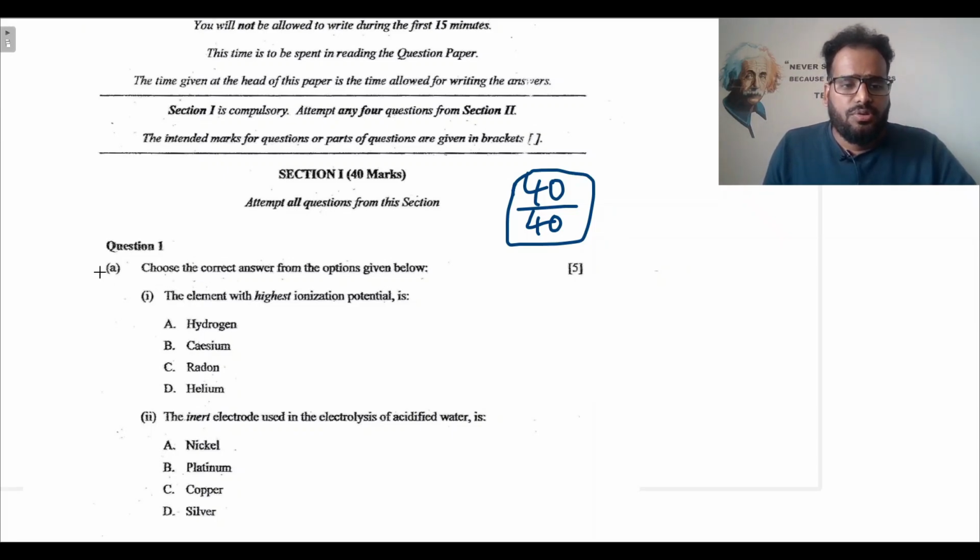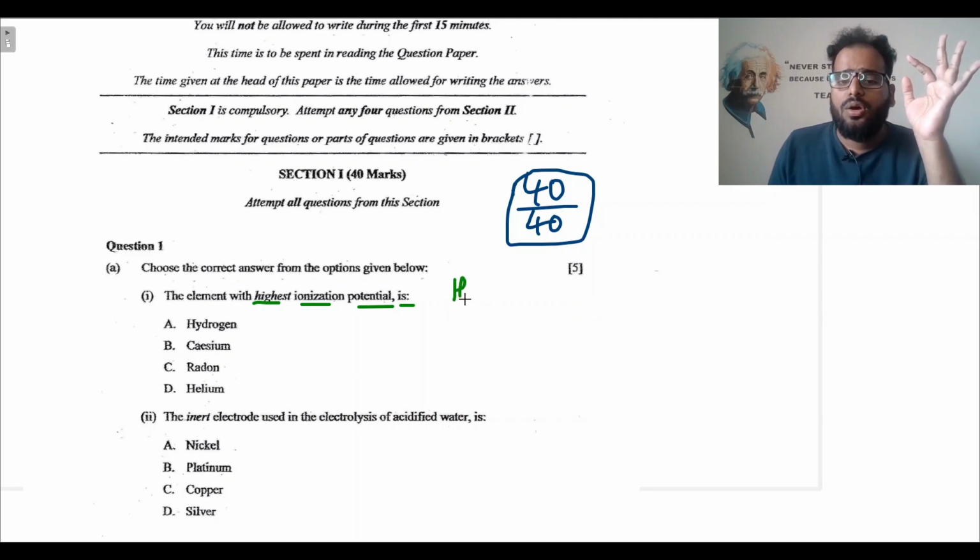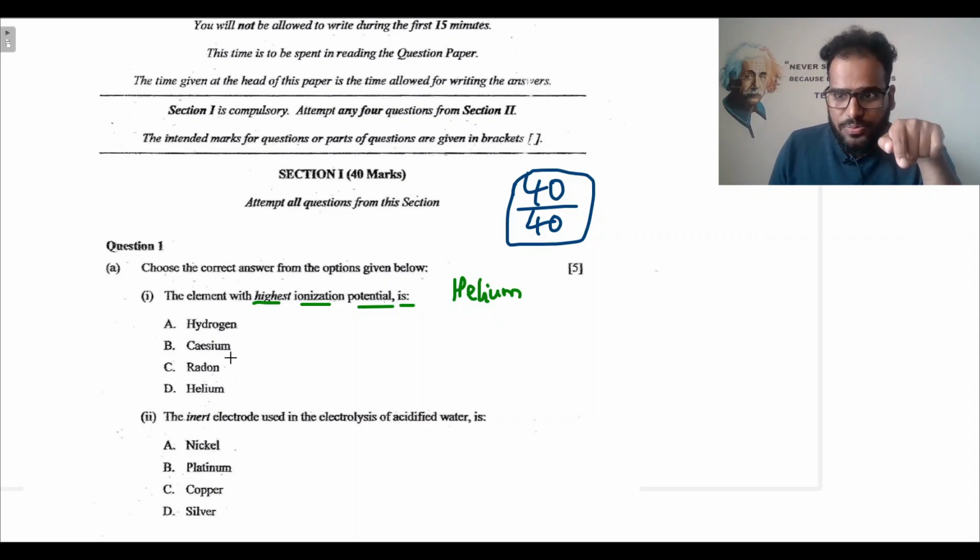First question, MCQ, you know that, choose the correct answer. First one, element with highest ionization potential is. So remember one thing, the highest ionization potential element is always helium. But because this is an MCQ, you have to check the options. If helium is given already, then straight away put that. Otherwise you have to see which is the one.